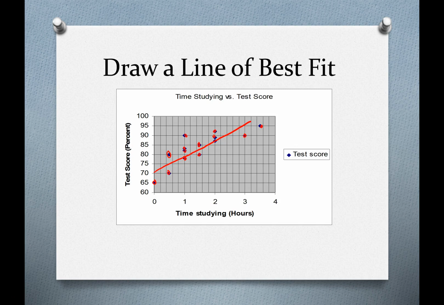And notice how that's a positive slope, and that would be called a positive correlation, meaning that the more time you study, the more your test score goes up. That's what a positive correlation is. As you increase one, the other thing also increases.